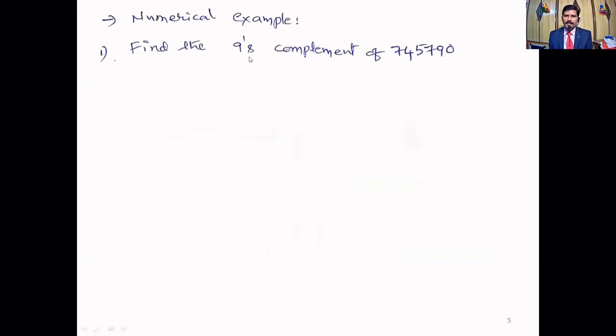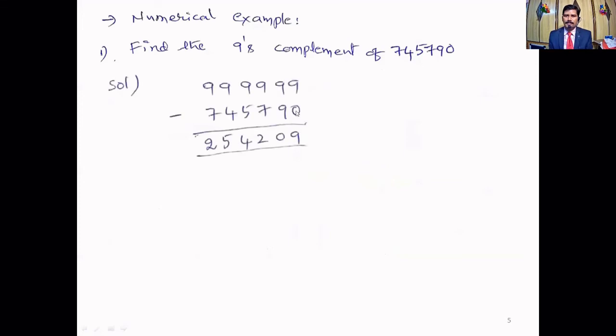Let us see. Find the 9's complement of 745790. Then what do we have to do? How many nines do we need? 9, 9, 9, 9, 9, 9. Subtract it. That is the 9's complement. Check it out here. So 9 minus 0 is 9. 9 minus 9 is 0. 9 minus 7 is 2. 9 minus 5 is 4. 9 minus 4 is 5. 9 minus 7 is 2. So this is the 9's complement of the given number.